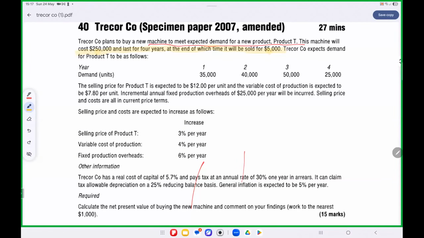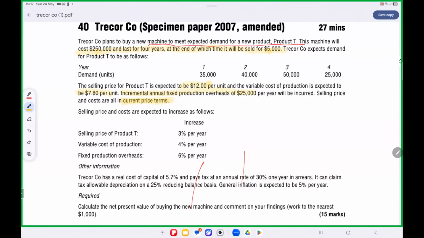So basically they're telling me to calculate depreciation. Tracker Company expects the demand for product T to be as follows. You can see years 1 to 4, you can see the demanded units there. The selling price for product T is expected to be 12, and the variable cost is expected to be 7.8 per unit. Incremental annual fixed costs of $25,000 per year will be incurred.